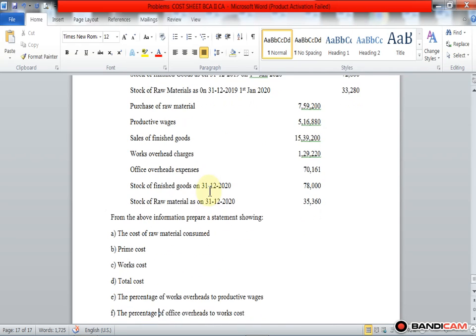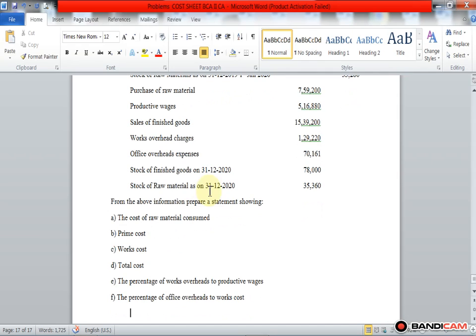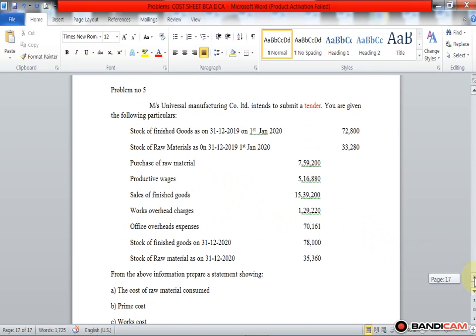A. The cost of raw material consumed. B. Prime cost. C. Work cost. D. Total cost. E. The percentage of works overheads to productive wages. And F. The percentage of office overheads to work cost. Here we have to find out the material consumed, prime cost, work cost, total cost, the percentage of work overheads to productive wages, and also the percentage of office overheads to work cost. Okay, so it is a very easy problem to solve.